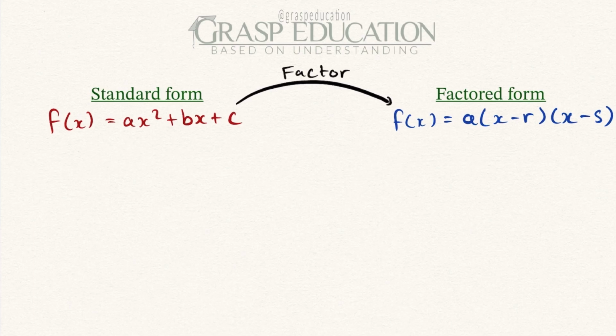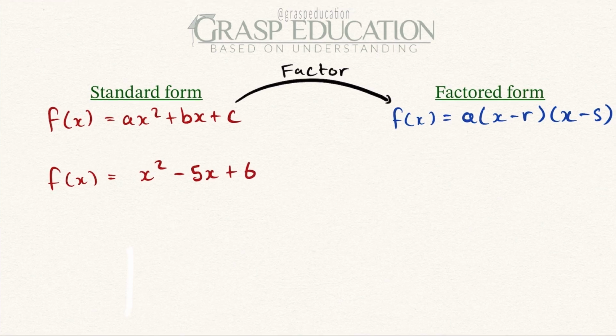Let's look at an example. Let's take the example f(x) = x² - 5x + 6. I have created my own method to factor, and that method is a reverse engineered method of expanding, because that's what factoring is. It is the opposite of expanding. If you'd like to have a look at that video, please check out the link above.